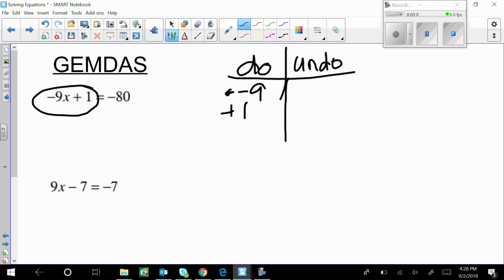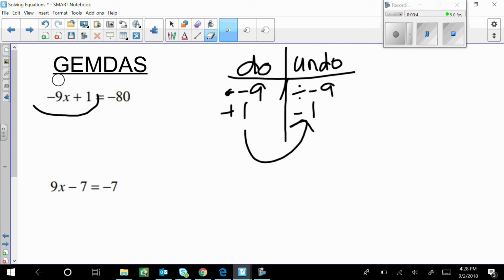+1. Now I have to go back up in the undo. I'm doing the opposite, the inverse operation. So the inverse operation of adding 1 is subtracting 1. If I'm undoing a multiply -9, I'm going to divide by -9. So then I can come back over to the equation and follow my undo steps.